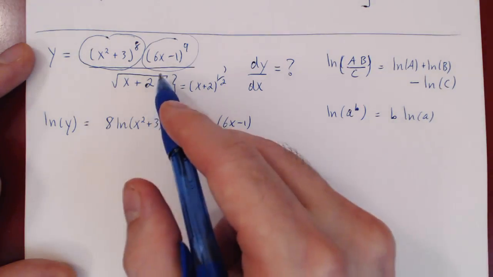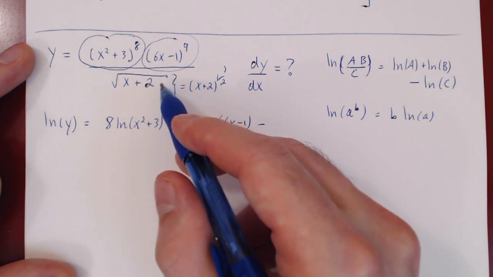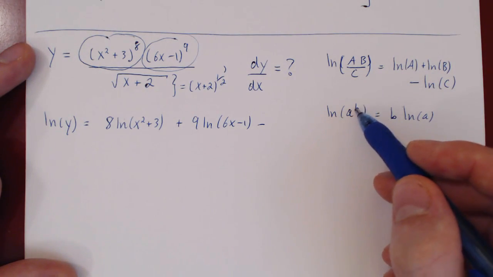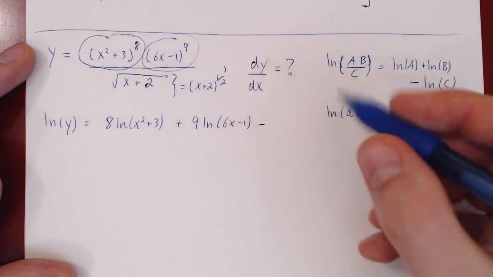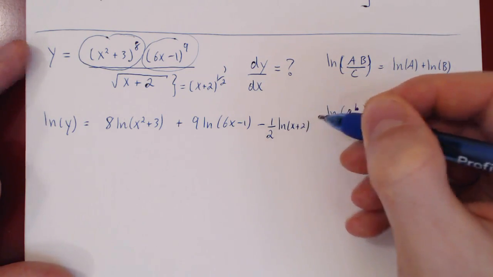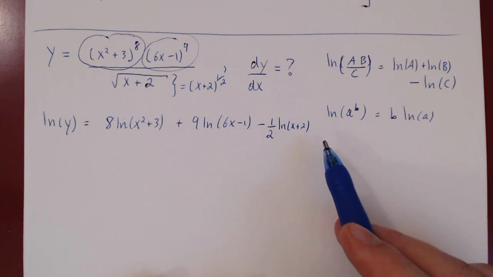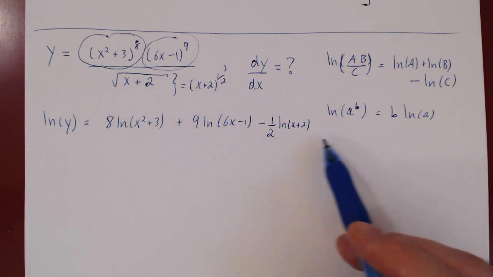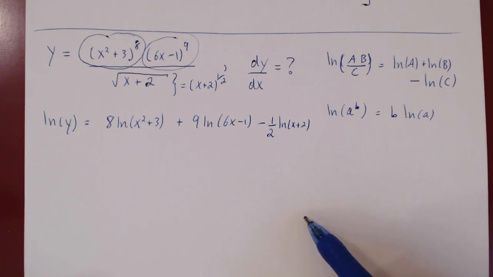Finally, this is on the bottom, so it will be minus the ln of this term, which is x plus 1 to the power of 1/2. Once again, move the power outside the ln, so the ln of this will be 1/2 the ln of x plus 2. And now that we have simplified, we can differentiate. And believe me, differentiating these two expressions will be a lot simpler than differentiating this expression.